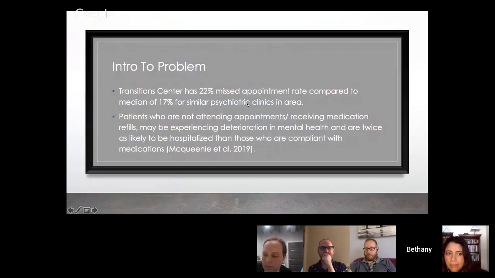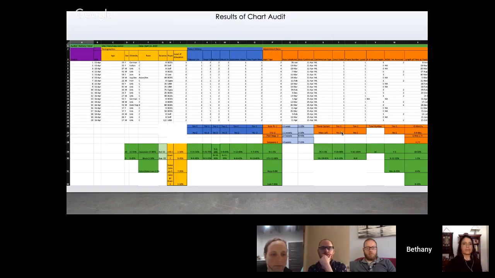So, intro to the problem: Transition Center has a 22% missed appointment rate compared to a median of 17% for similar psychiatric clinics in the area. And patients who are not attending appointments or receiving their medication refills may be experiencing deterioration of mental health and are twice as likely to be hospitalized than those who are compliant with their medications.